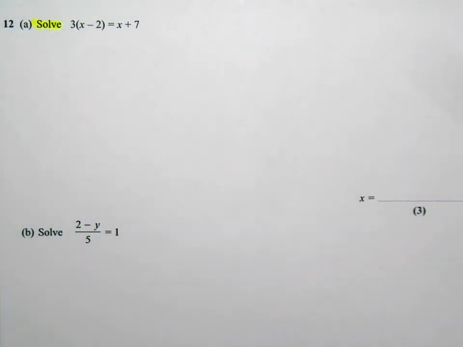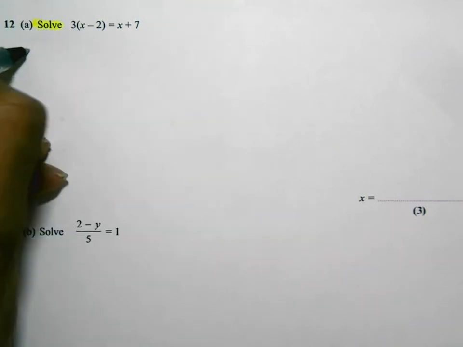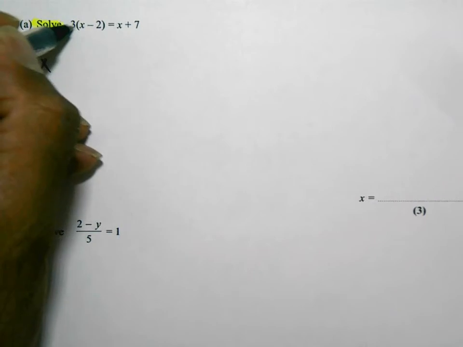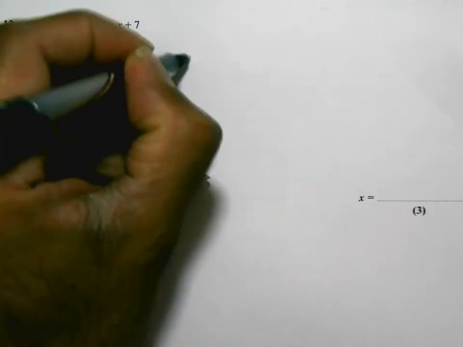Okay, a question of this type, I can see x is on both sides of the equal sign, and I can see there's a set of brackets there. I need to do the brackets first, so I'm going to do 3 times x, which is 3x, 3 times 2, which is 6, that's equal to x plus 7.